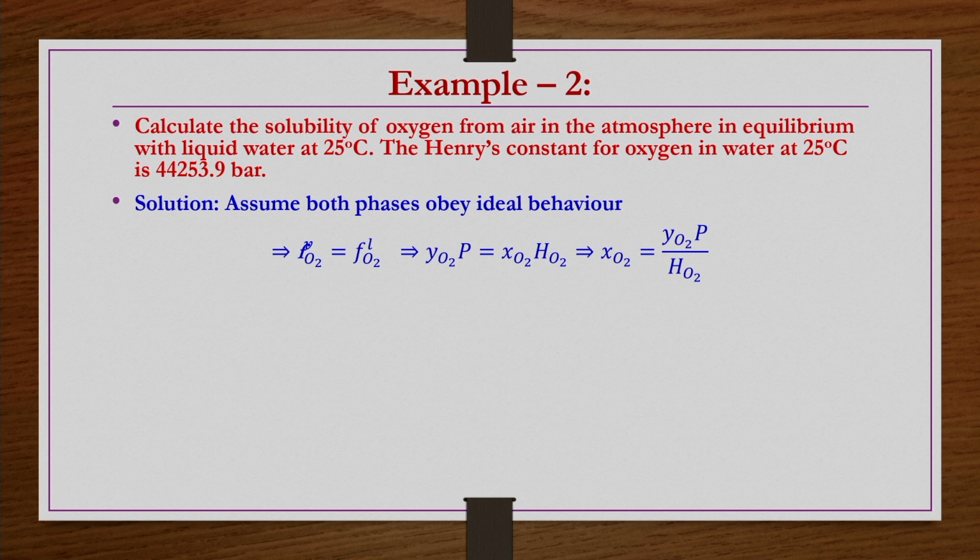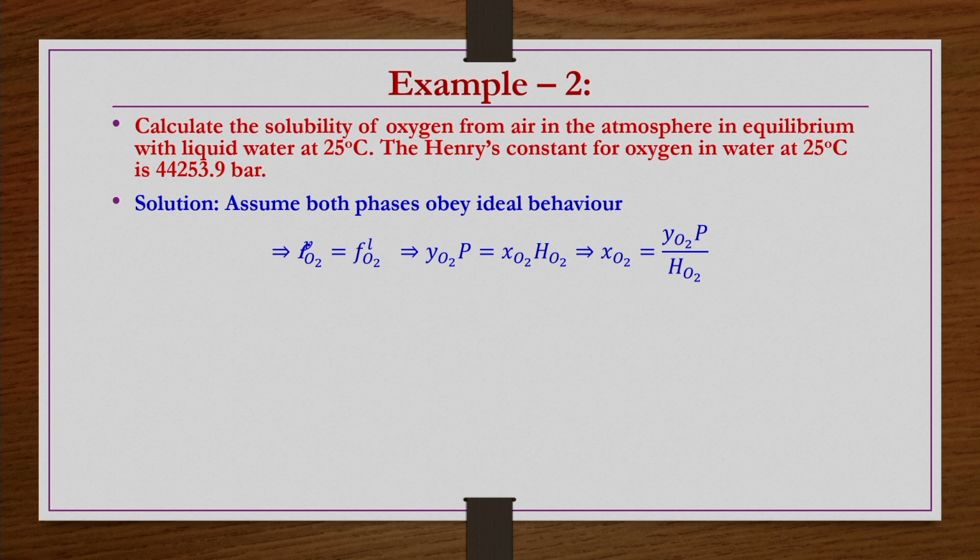So, then f_O2^V should be equal to f_O2^L, and f_O2^V is nothing but y_O2 P, and then p_O2, ideal behavior. And f_O2^L is nothing but x_O2 H_O2 gamma_O2, where gamma_O2 is 1 because it is an ideal liquid. Here, what we have to find out is the solubility of oxygen from air in the atmosphere in equilibrium with the liquid water. So, in the liquid water, what is the oxygen that is present at these conditions. It is the liquid phase, so x we should be using. So, x_O2 we have to find out.